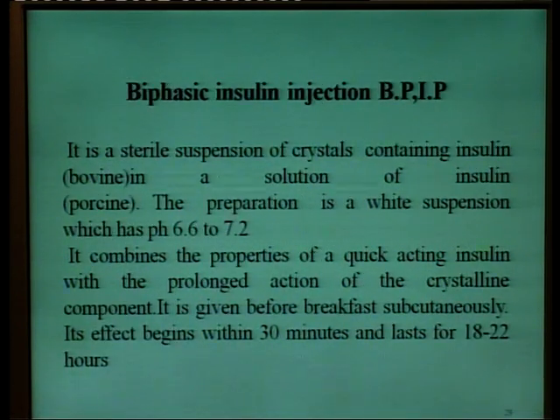Biphasic insulin injection, official in BP and IP. It is a sterile suspension of crystals containing insulin bovine in a solution of insulin porcine. The preparation is a white suspension which has pH 6.6 to 7.2. It combines the properties of a quick acting insulin with the prolonged action of the crystalline component. It is given before breakfast subcutaneously. Its effect begins within 30 minutes and lasts for 18 to 22 hours.